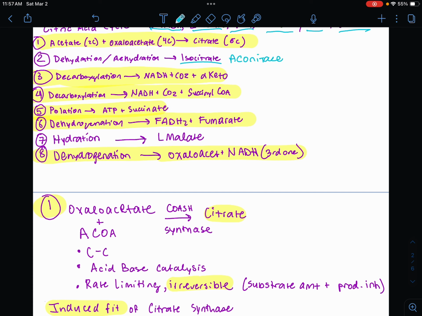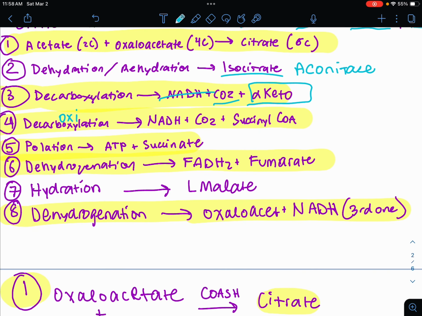Step 3, we're going to have some decarboxylation. This oxidative decarboxylation will give us NADH plus CO2, and then the product for step 3 is alpha-ketoglutarate. Step 4, we're going to have another oxidative decarboxylation. Let me zoom in here. An oxidative decarboxylation in step 4 will give us NADH again plus CO2 and succinyl-CoA as the product for step 4. This involves the alpha-ketoglutarate dehydrogenase complex, I believe, for step 4. Let me see. Yeah, this is the complex again, alpha-ketoglutarate dehydrogenase complex.